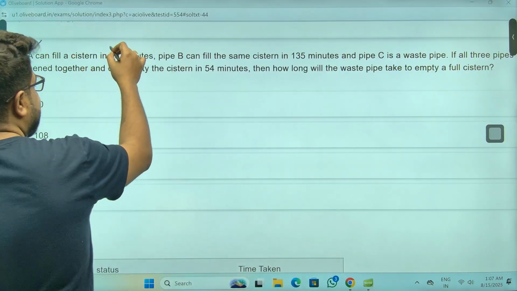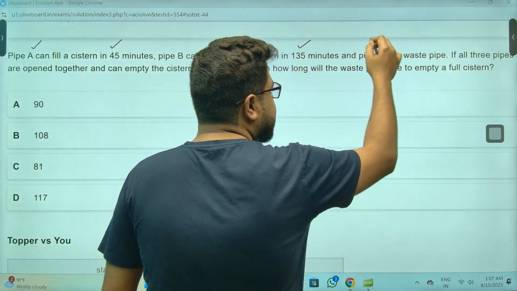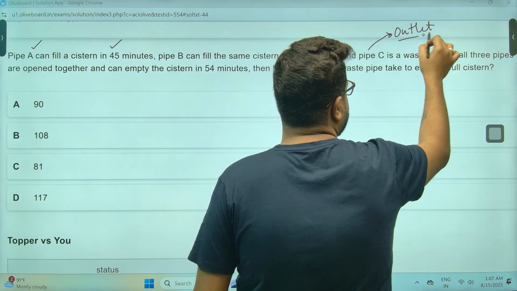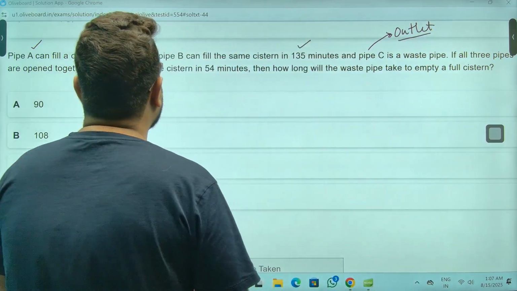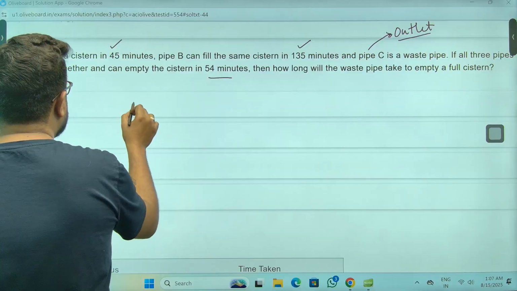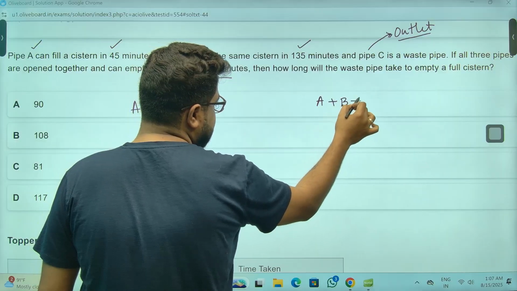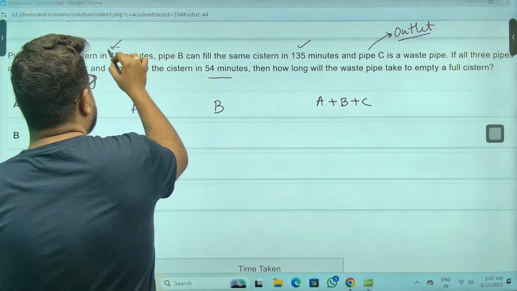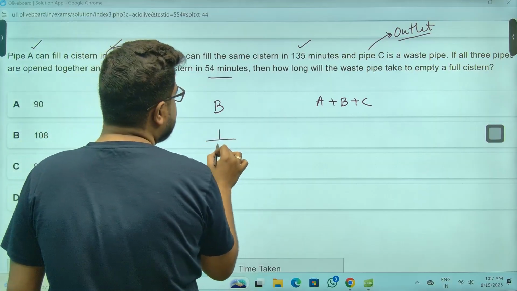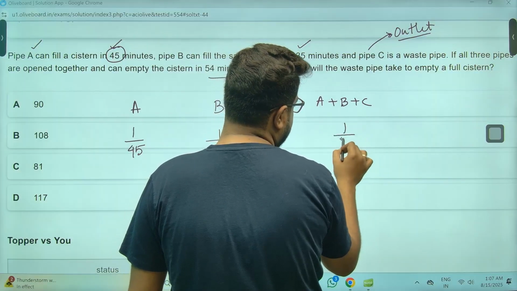Pipe A can fill in this time, pipe B can fill in this time, and C is a waste pipe, an outlet. If all 3 pipes are open together and can empty the cistern in this time, then how long will C take? Let's do it. A, B, and also given is A plus B plus C. So A is 1 by 45, B is 1 by 135, and A plus B plus C, all three together, is 1 by 54.